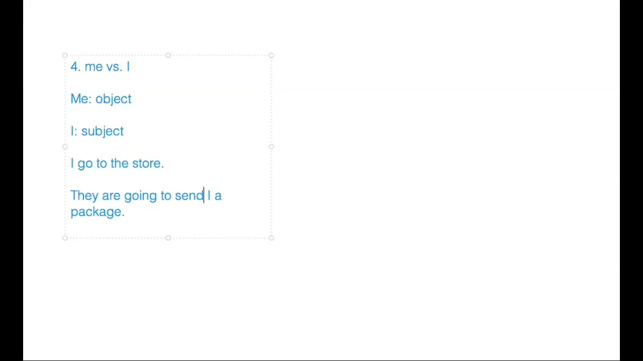So sometimes when sentences have more clauses, it kind of trips us up a little bit. But remember our rule, we already have a subject. This is the subject right here. So that means we don't need another subject. So me is going to be the appropriate choice here. The object. They're already the subject. Okay, we'll let them be the subject. That's fine. They are going to send me a package. Now I'm the object.